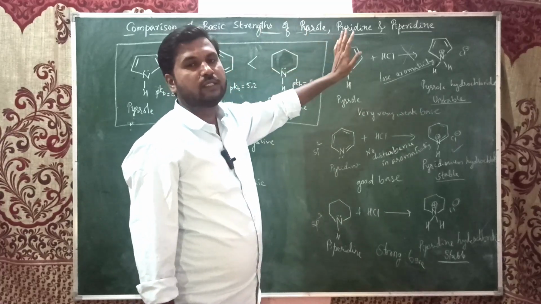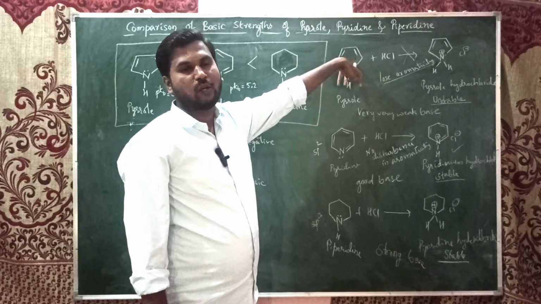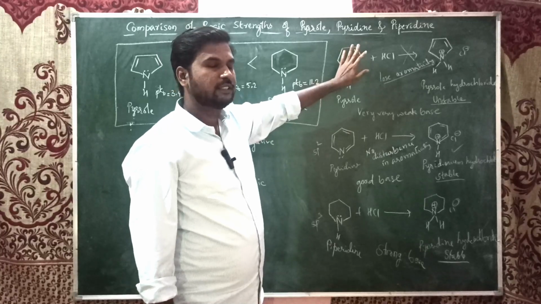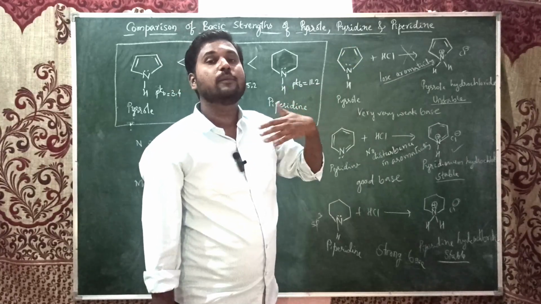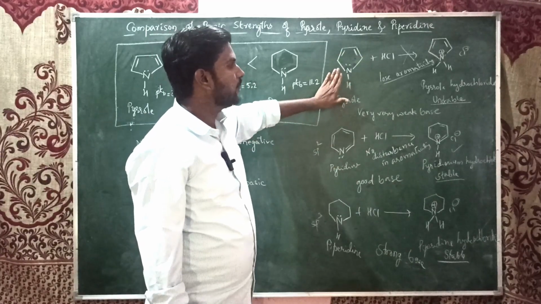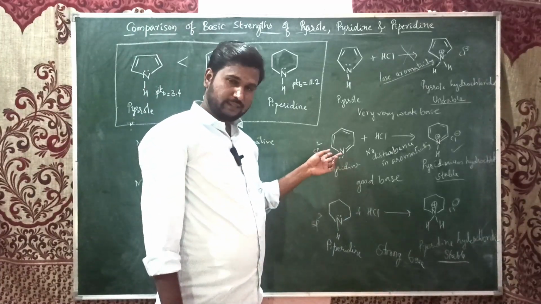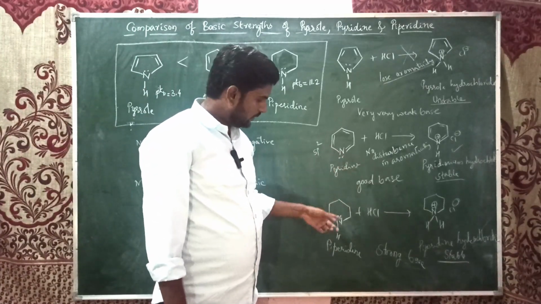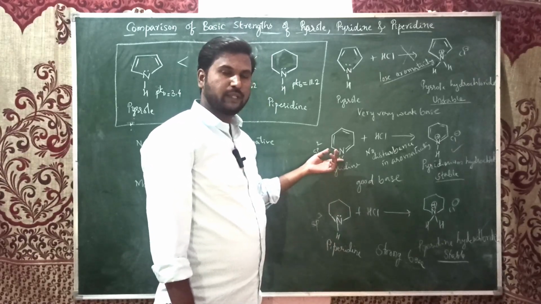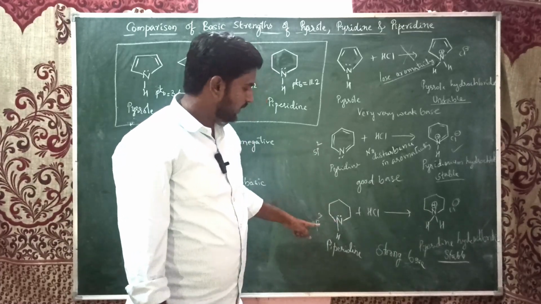It is also not a good Lewis base, because this pair of electrons is not available at all. According to Lewis theory, the Lewis base has to donate a pair of electrons. These electrons are not at all available, hence it will become the least basic. Here, yes, these electrons are available, but the nitrogen in pyridine is sp2 hybridized, while the nitrogen in piperidine is sp3 hybridized.